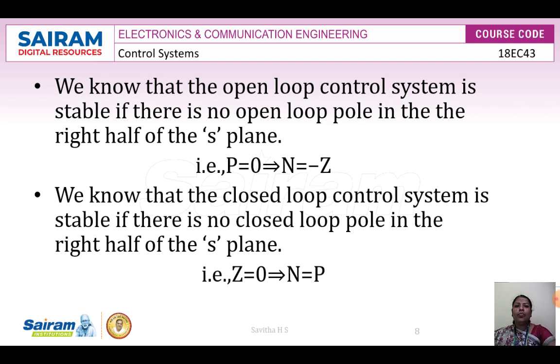We know that an open loop control system is stable if there is no open loop pole in the right half of the s-plane. So with no open loop poles, the P value will be 0, then N will be minus Z. We know that a closed loop control system is stable if there are no closed loop poles in the right half of the s-plane. So that is Z equal to 0, and then N is equal to P.